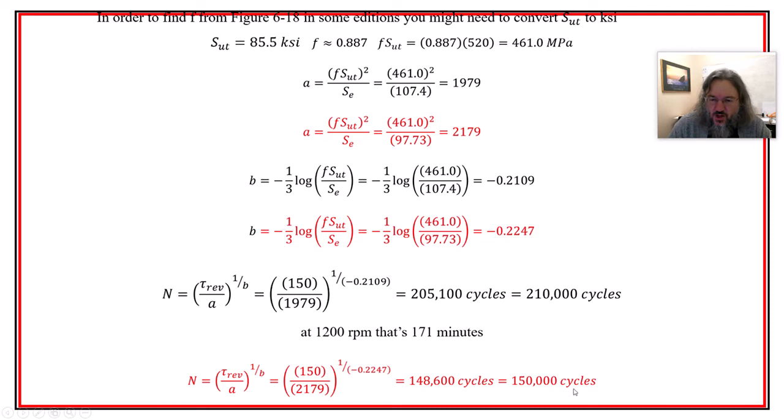Noteworthy, if we use those other values for compare and contrast, it dipped down from 210,000 cycles to about 150,000 cycles. Interesting. All right, so now let's account for the fact that this thing maybe has some discontinuity in it.